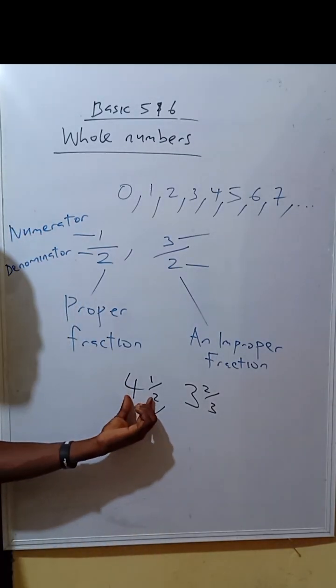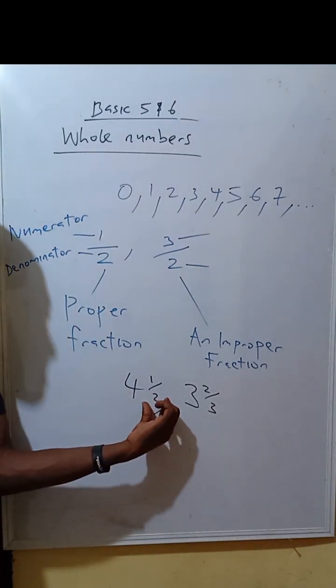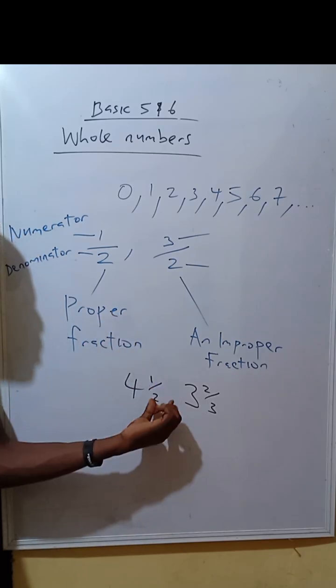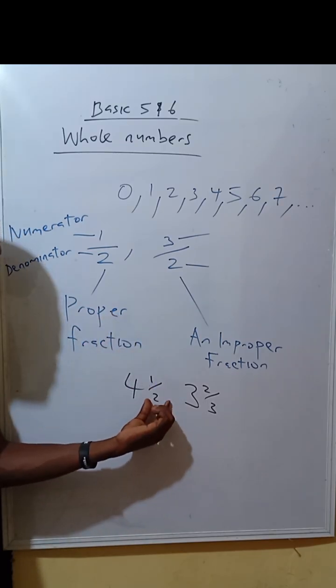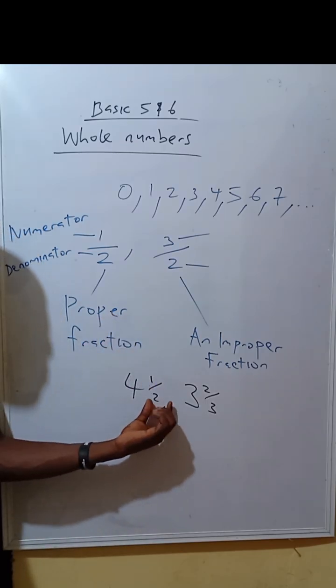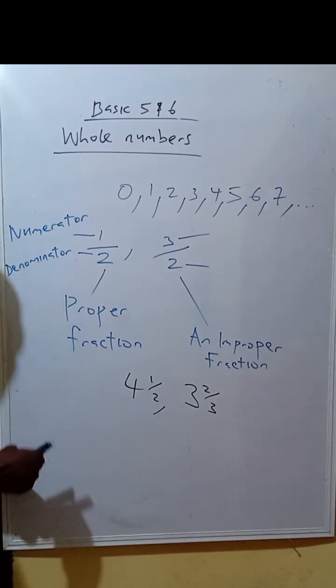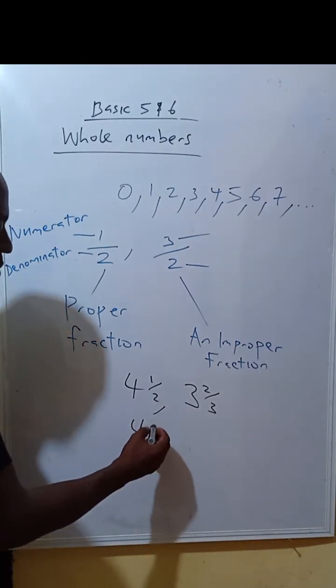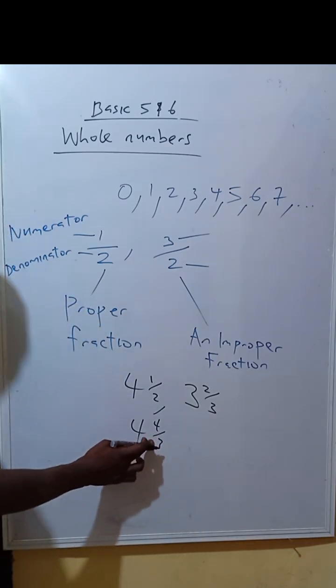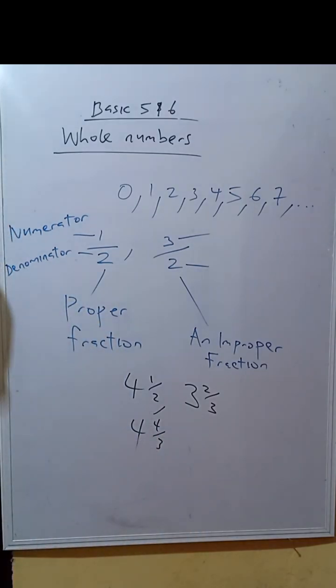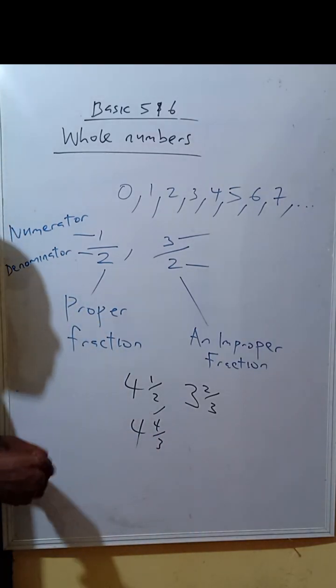So it's a mixed what number? A whole number and a proper fraction. You might be thinking to yourself, could it be a whole number and an improper fraction? It will not be written as a whole number and improper fraction. It cannot be written as this: 4 whole number 4 over 3. If it's written as this, something needs to be done, which we'll look at later.